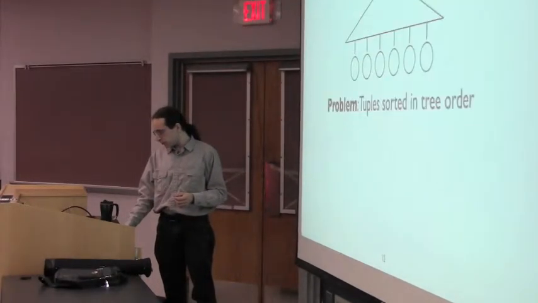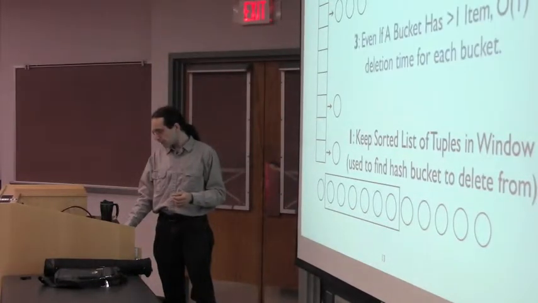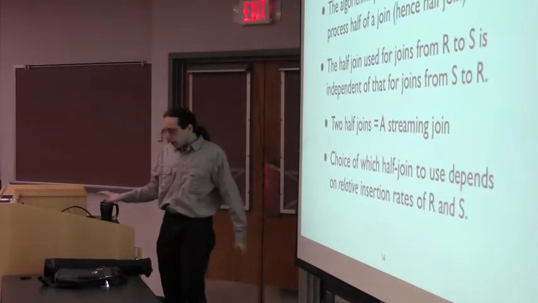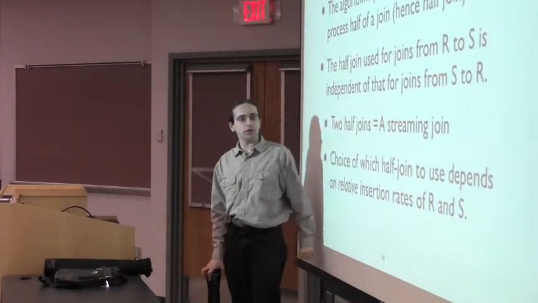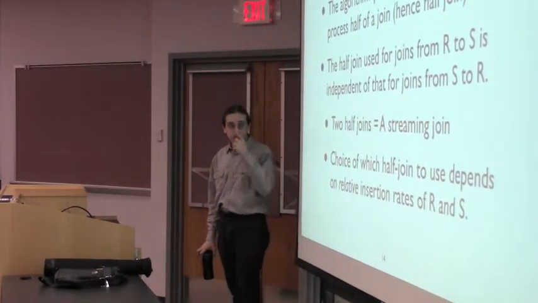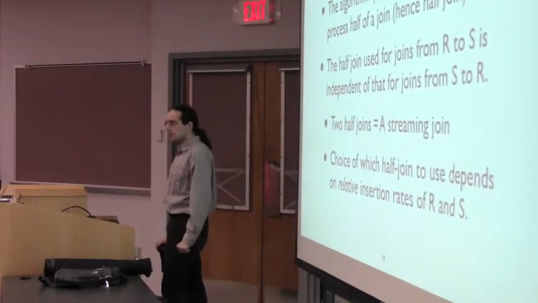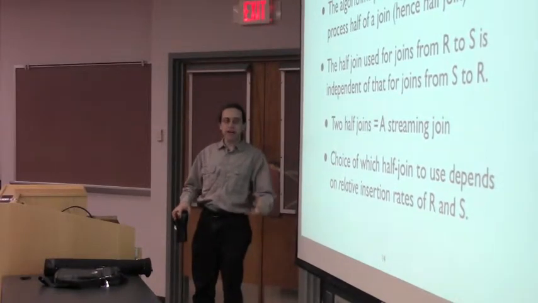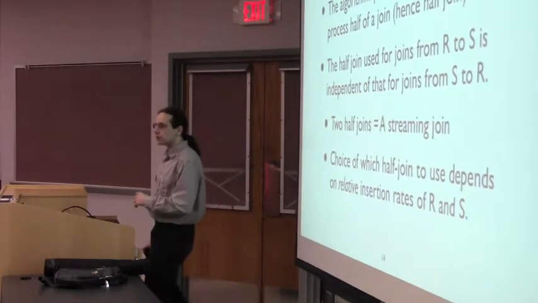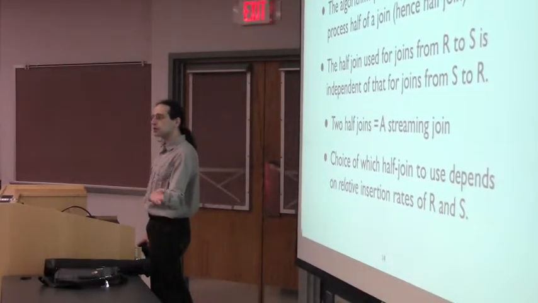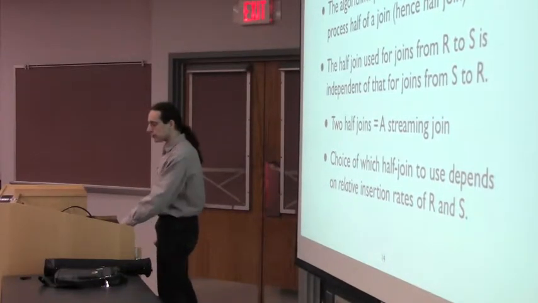And so to build a streaming join, you take two of these half joins, where each half join is one of these index structures. And the choice of which half join we use for either side is going to depend on the relative rates at which we insert tuples into either of these streams. So if we insert lots of tuples into one of the two streams, but only a few tuples into another stream, that will change things around.